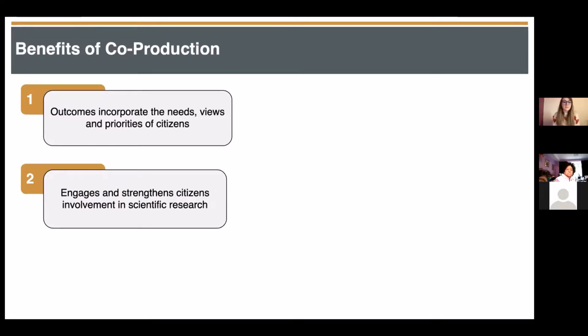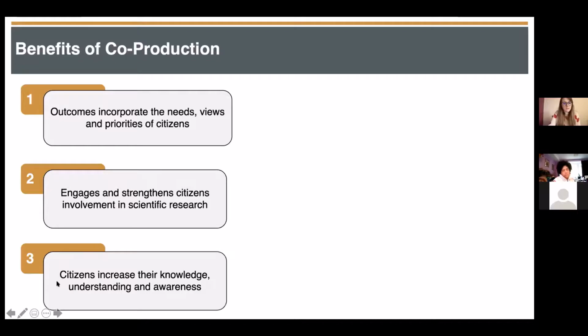It engages and strengthens citizens' involvement in scientific research. So it builds a stronger relationship between citizens and researchers, especially for this project at the University of Birmingham, which can then lead to further research and further involvement of citizens in projects. It increases citizen knowledge, understanding and awareness of both scientific processes and their local area. And it also increases the knowledge of scientists in terms of things that we would not be able to find out without this experience provided by citizens.